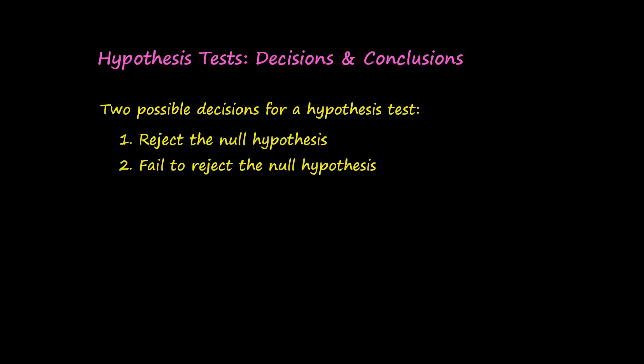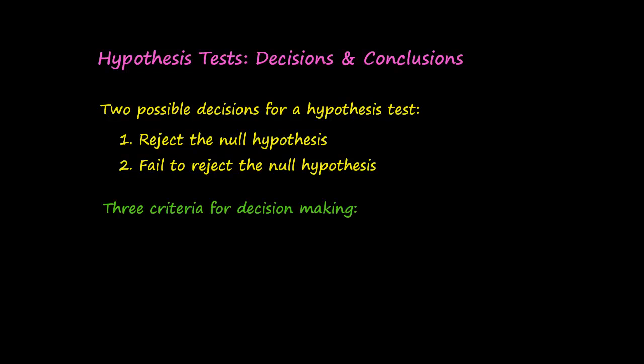Once we've completed our calculations for our hypothesis test and we've drawn our decision diagram and labeled and shaded everything, we're ready to make a decision and write our conclusion. There are two possible decisions for a hypothesis test. We either reject the null hypothesis or we fail to reject the null hypothesis. Notice there's no wording about accepting. These are our two choices when it comes to the decision.